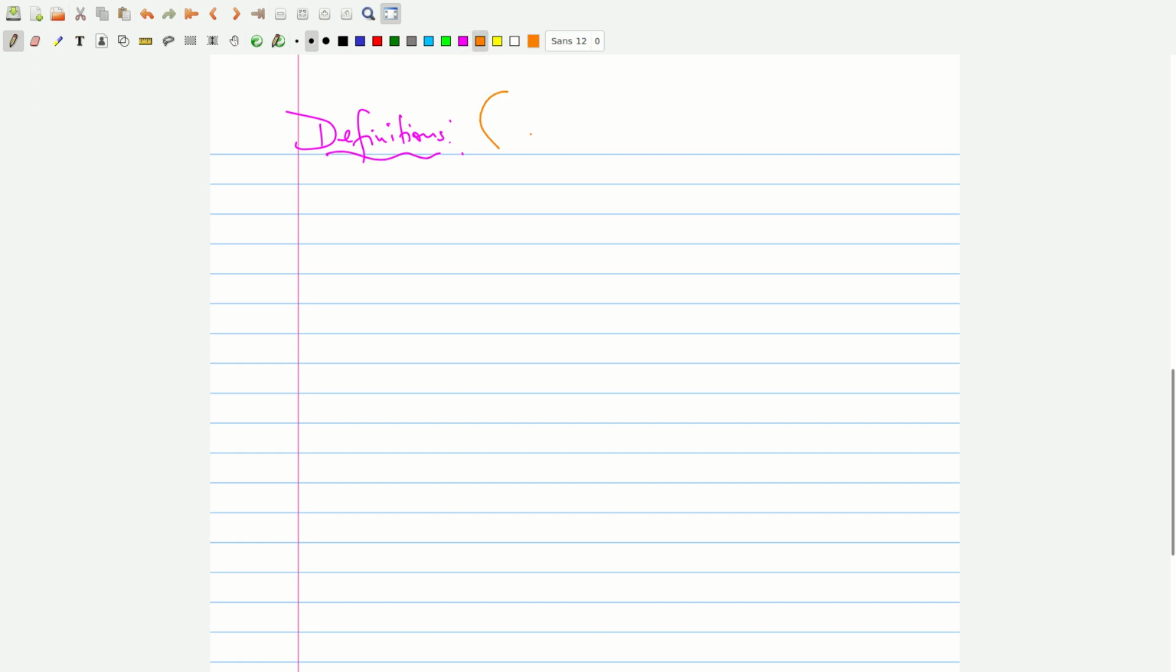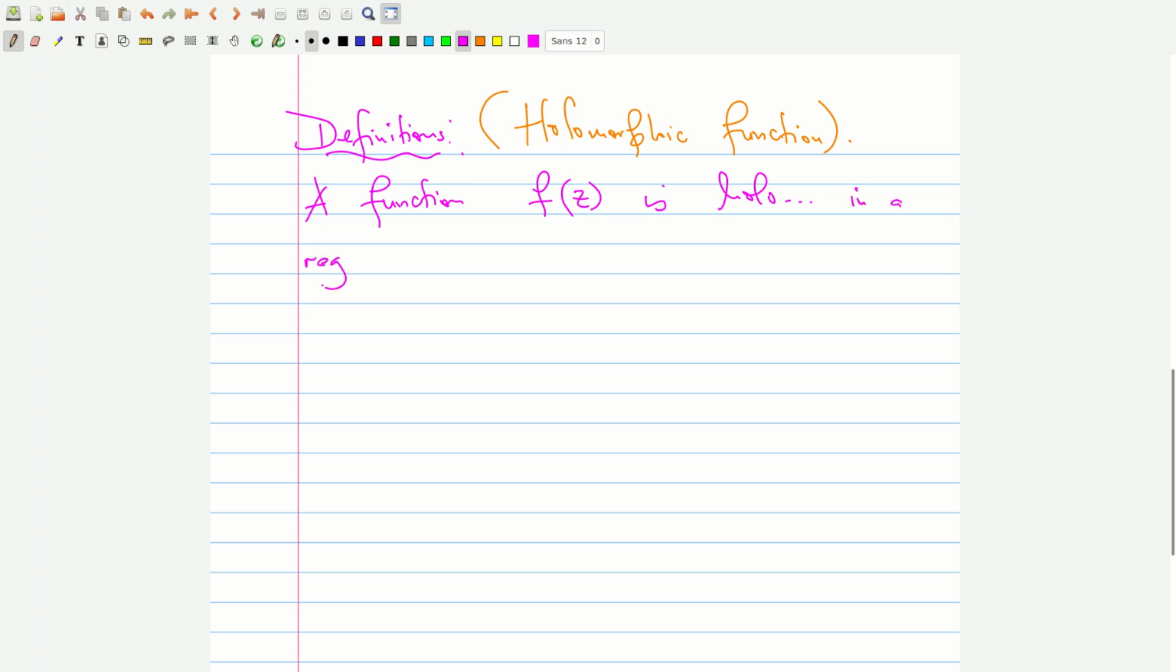So the very first definition of interest here is the definition of what we call a holomorphic function. How do we describe a holomorphic function? Well, we say that a function f of z is holomorphic in a region R of the complex plane.